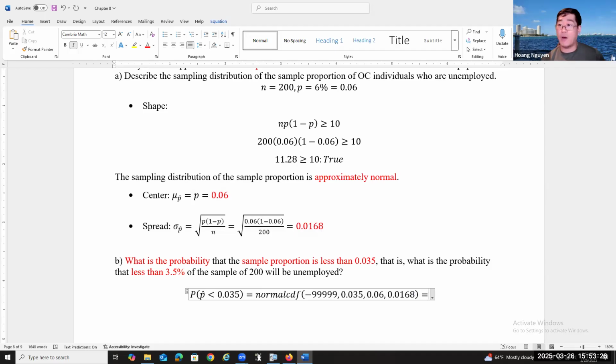Okay, so we just got the lower bound, the upper bound, the mean, and the standard deviation for the normal CDF calculation. Now let's give it a try with your calculator to see what's the answer there.